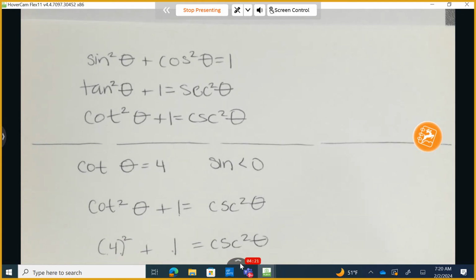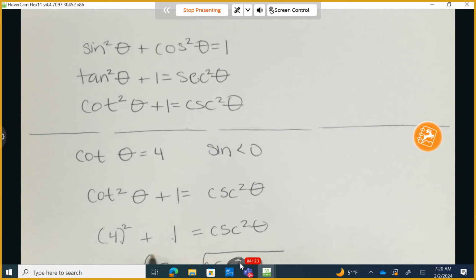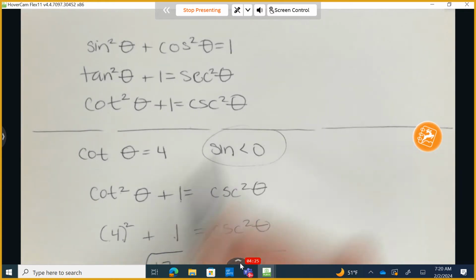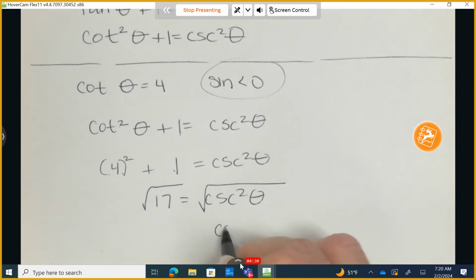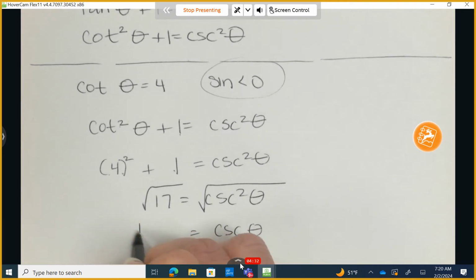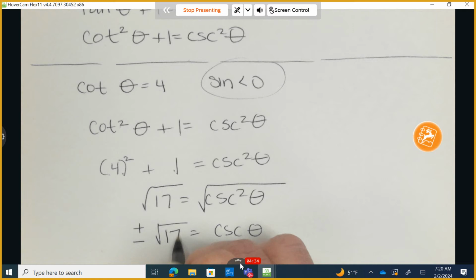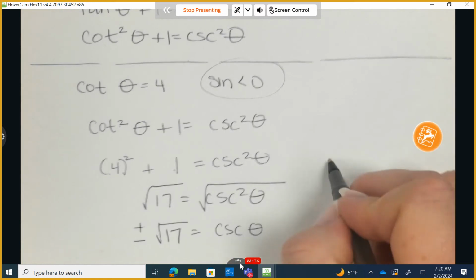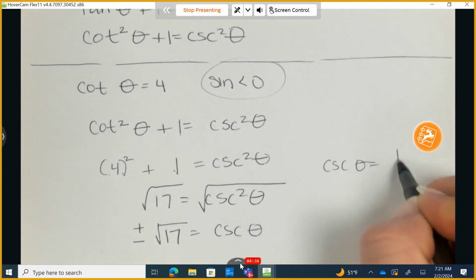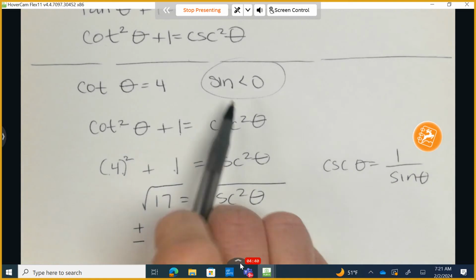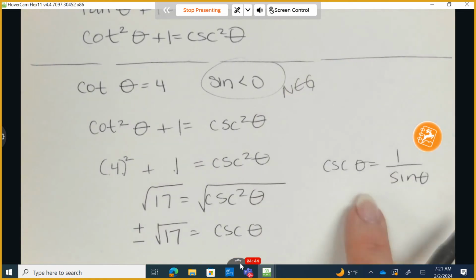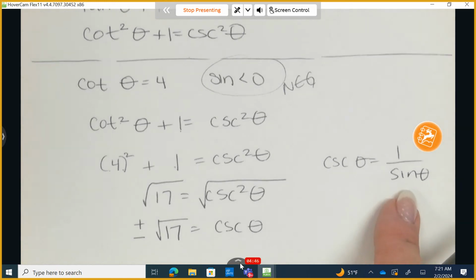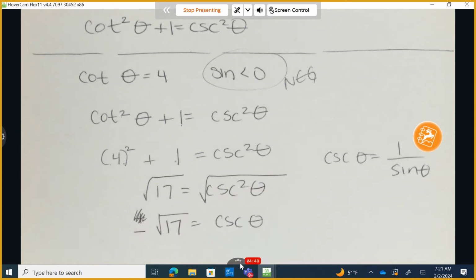I'm going to take the square root of this. Keep in mind that sine has to be less than 0. Sine has to be less than 0. So now I have the cosecant would be equal to plus and minus the square root of 17. Now cosecant is simply the reciprocal of sine. So if sine is less than 0, or negative, that means its reciprocal has to also be negative. So I'm going to cross out the positive symbol.